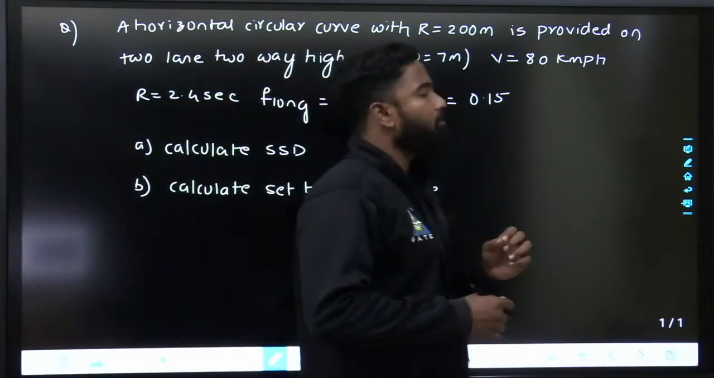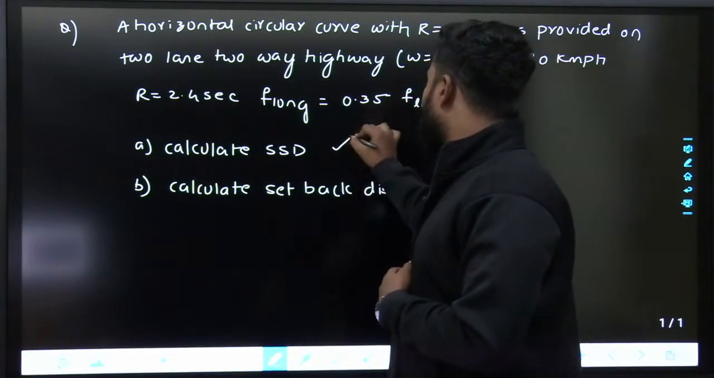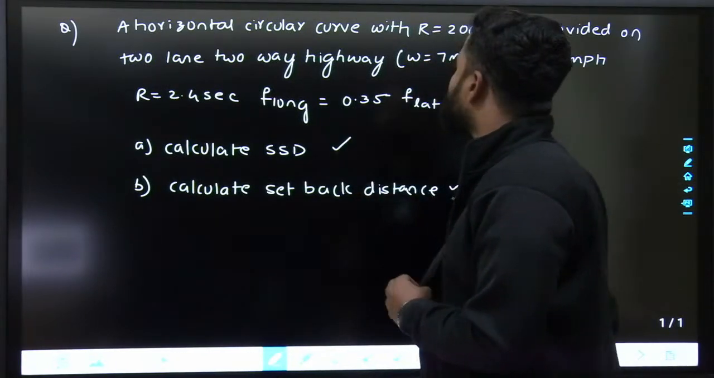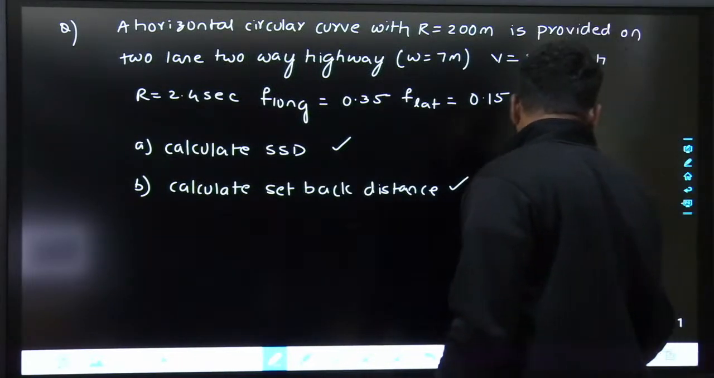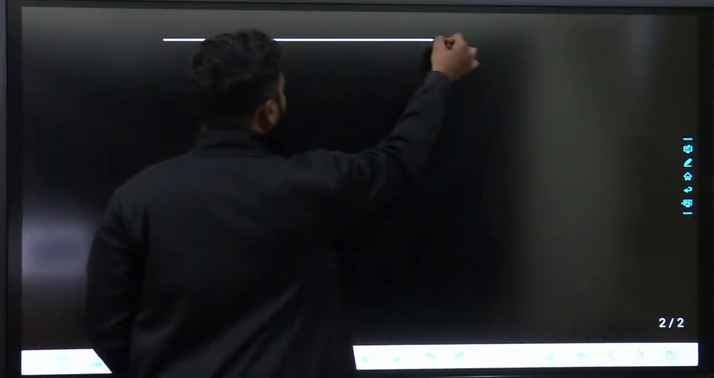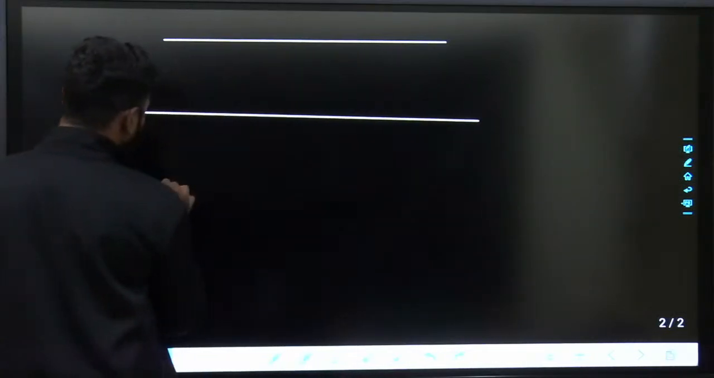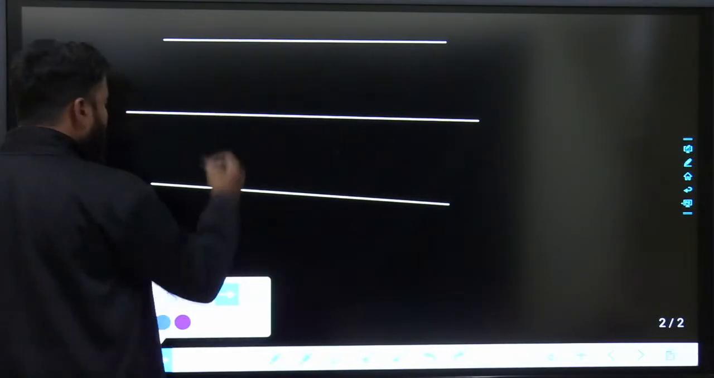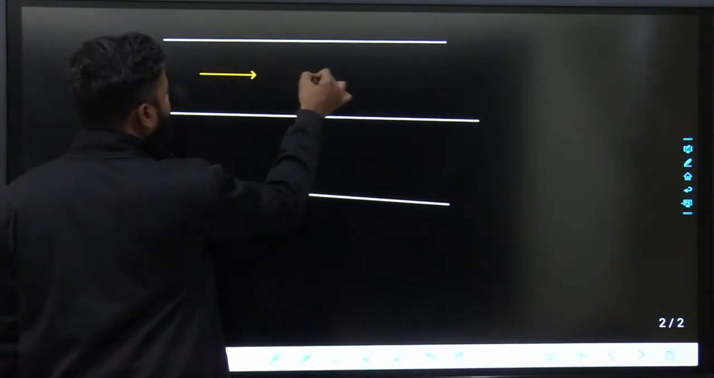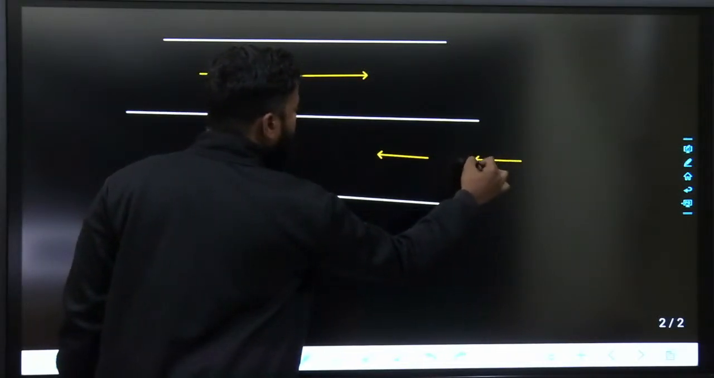So yesterday I gave you this question to calculate the stopping sight distance and the setback distance. It is a two-lane two-way national highway. Two-lane two-way national highway means this will be the divider and this will be the other lane. If traffic is in this direction, traffic will be in this direction simply.